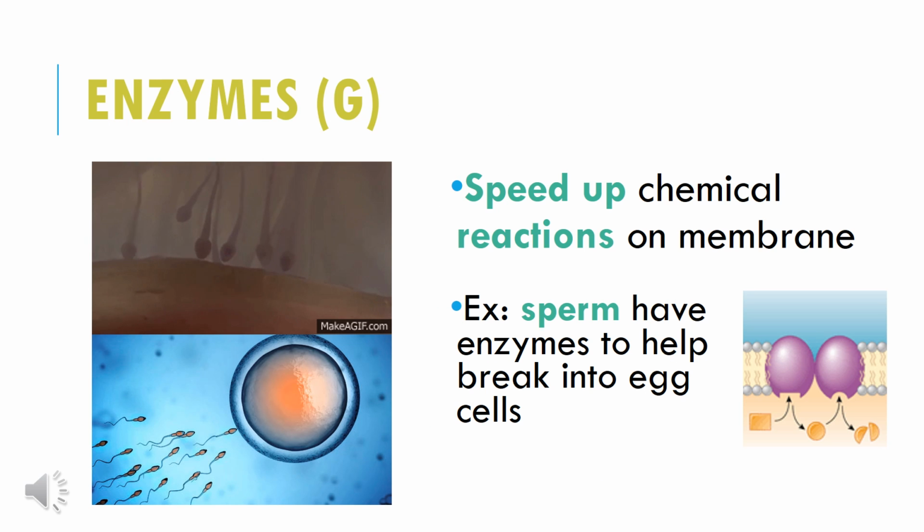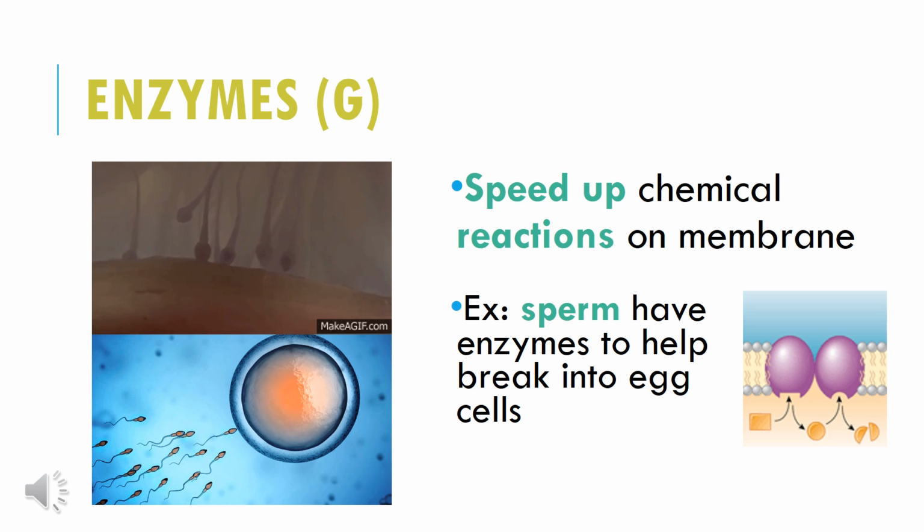The next protein we're going to talk about are enzymes. Enzymes speed up chemical reactions, just like we learned in biochemistry, and that applies to the enzymes that are found embedded throughout the cell membrane. Not every cell has enzymes, but sperm, for example, have lots of enzymes located on the very front of the cell membrane because they are required to break down the outside layer of the egg cell, which is relatively thick.